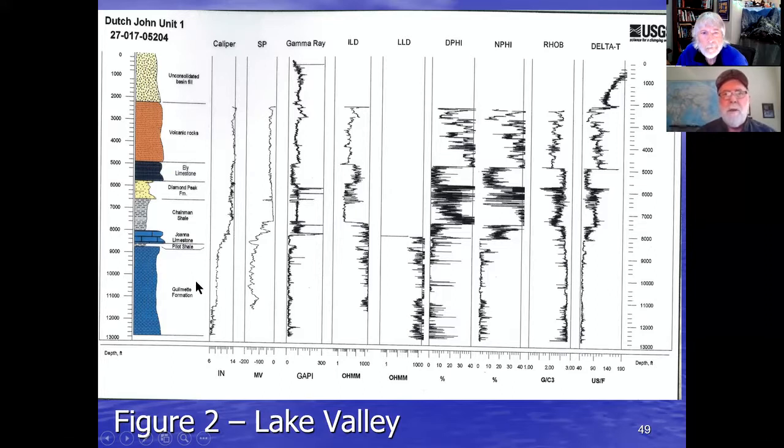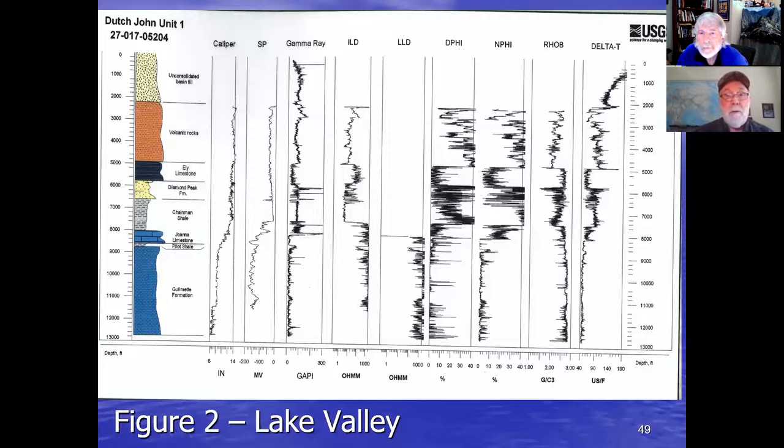So these logs here, just so you understand, if you look at the top, the acronyms, you may not know what they are. I think the one that probably people have a question for is the ILD, which is a deep induction resistivity tool. So it's measuring resistivity. Lateral log, deep, same thing. And then DPHI is a bulk density or gamma-gamma density derived porosity. NPHI is neutron derived porosity. Rho B is the bulk density from the gamma-gamma log. And then delta T is the inverse of the travel time from a sonic log.